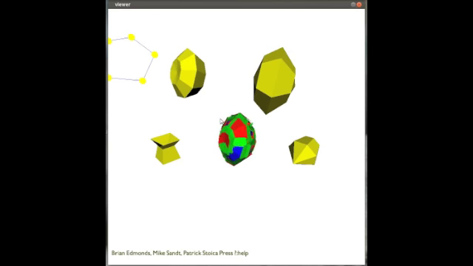What's interesting about this Neville's interpolation is that at any point in time, the morphing solid is being affected by all four control solids.